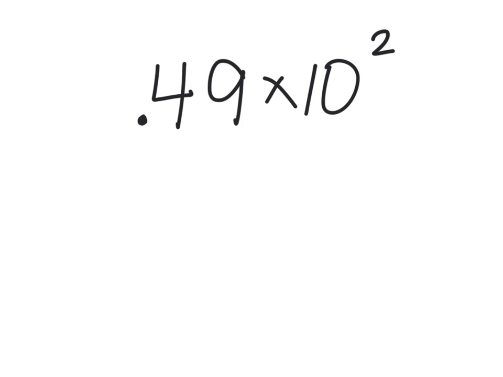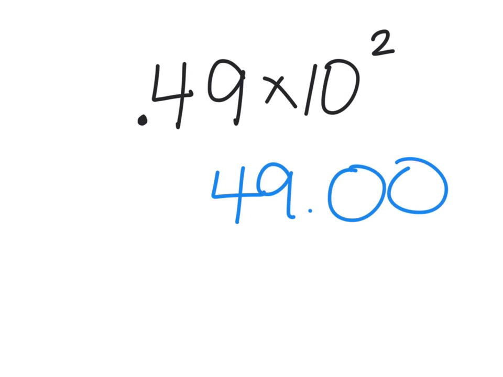So remember, when you are multiplying by a positive number, and 10 to the second power is 100, that's positive. I'm going to take that decimal point and I'm going to move it 2 spaces. So 1, now it's in between my 4 and my 9, and 2, now it's after my 9. So 49 hundredths times 100 equals 49. You can put the zeros or leave the zeros. It doesn't really matter.